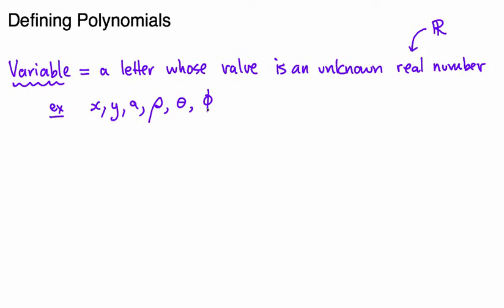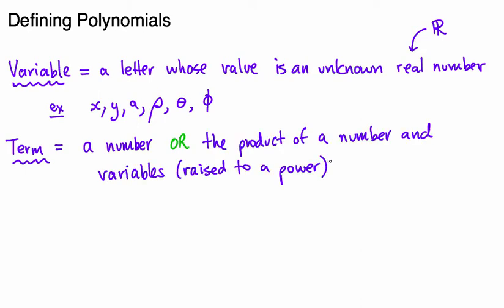Okay, the next concept is actually called a term. And a term can be one of two things. It can be a number, or it can be the product of a number and some variables. And specifically, those variables can be raised to a power. So you can just have the number 5 or -8. Those can be terms. Or you can start to involve some algebra.